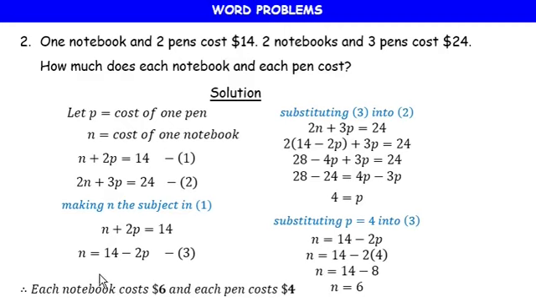Let's substitute it into equation 3. Our equation 3 was n is equal to 14 minus 2p. Wherever we see p, we put 4 there. So n is equal to 14 minus 2 times 4, giving us 14 minus 8, and 14 minus 8 is 6. So our n is 6. Therefore, one notebook costs $6 and one pen costs $4. As simple as that. You just have to read the statement, analyze it, and interpret it mathematically. It is very simple and straightforward.